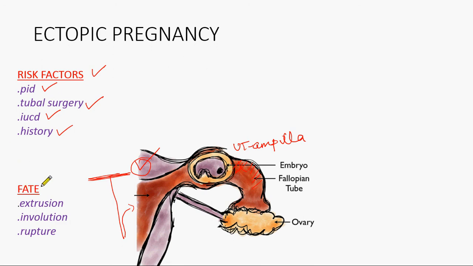What is the fate of ectopic pregnancy? An ectopic pregnancy, most commonly in the uterine tube, can come out into the abdominal cavity. This is called extrusion, or it can spontaneously undergo involution, or it can rupture, leading to heavy bleeding through the vagina. The third one, rupture, is the most dreaded complication.